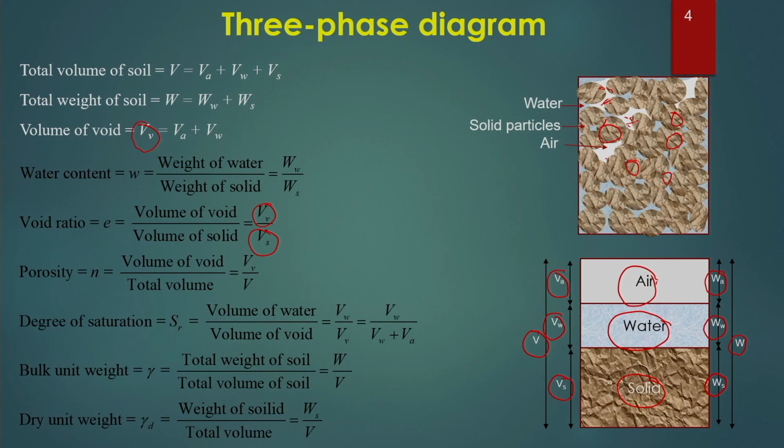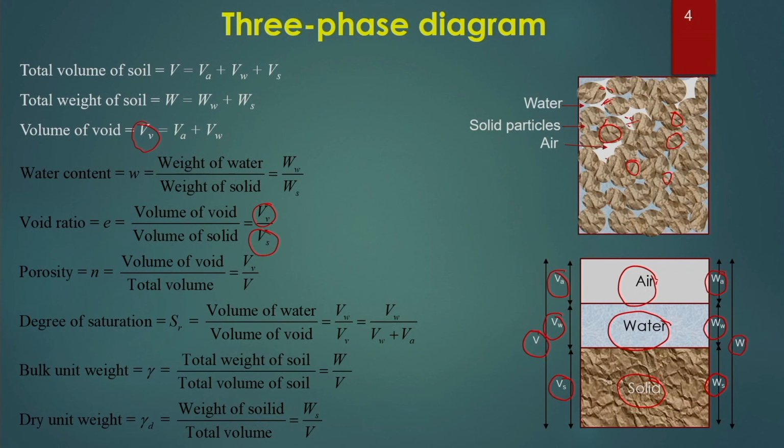Next is the degree of saturation. Degree of saturation tells us how much of the void space is filled with water. This is the ratio between the volume of water to the volume of void. When the soil is fully dry, that means when there is no water in it, the degree of saturation will be 0. Similarly, when the soil is fully saturated, that means when the void is entirely filled with water, then the degree of saturation becomes 1. Generally, this degree of saturation is expressed in percentage, so it can be any value between 0 to 100%.